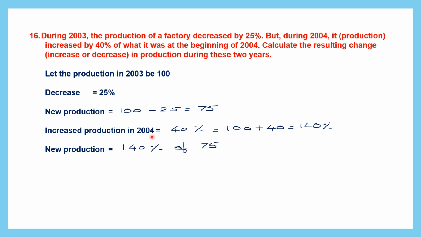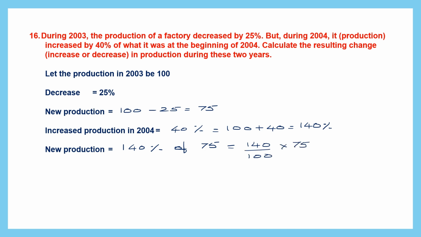The increased production in 2004 was 40%, that is 100 plus 40, that becomes 140. Now the new production is 140% of this new production, because this was what it was at the beginning of 2004, not at the beginning of 2003. So 140 of 75. Now we need to calculate this. This becomes 140 by 100 into 75.